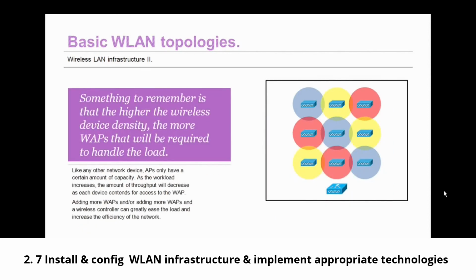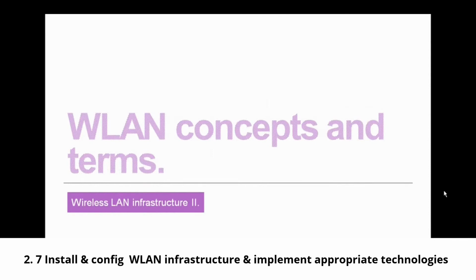Something to remember is that the higher the wireless device density, the more wireless access points that will be required to handle the load. Like any other network device, access points only have a certain amount of capacity. As the workload increases, the amount of throughput will decrease as each device contends for access to that wireless access point. Adding more WAPs and/or adding more access points and wireless controllers can greatly ease the load and increase the efficiency of the network. Now let's move on to wireless LAN concepts and terms.